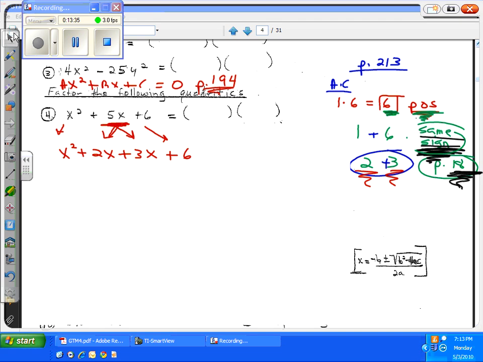Step 5 says factor the left pair and factor the right pair. How to factor the left pair and the right pair is at the top of page 213. It shows you there how to find the greatest common factor, which is also on page 5 of the algebra text. We're going to factor out the greatest common factor between x squared and 2x, which would be an x.